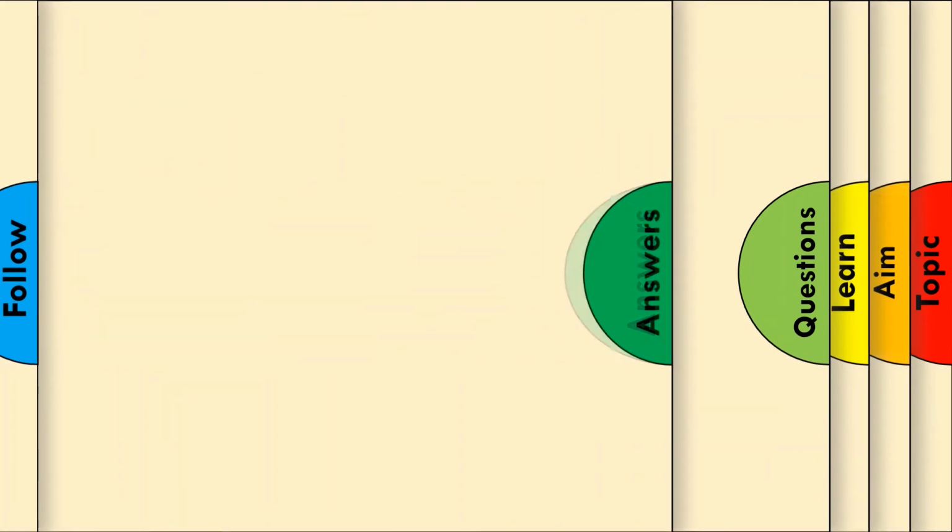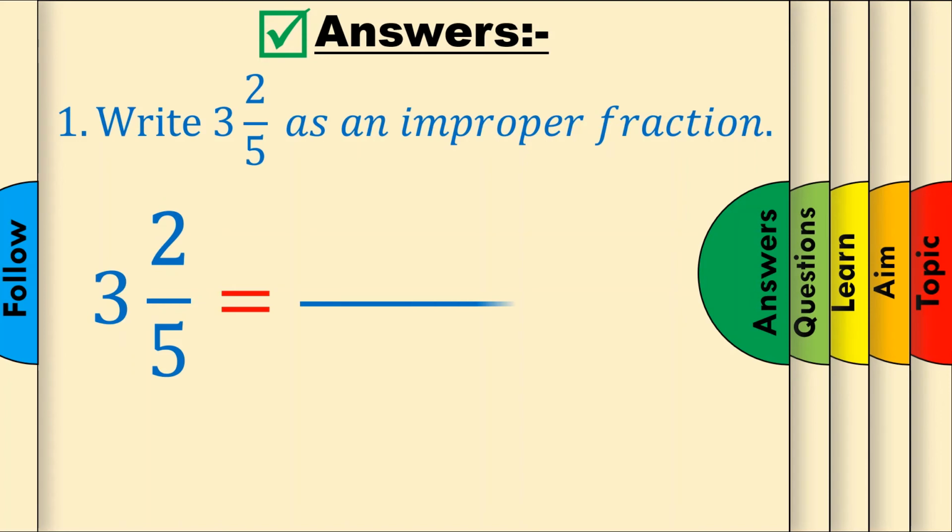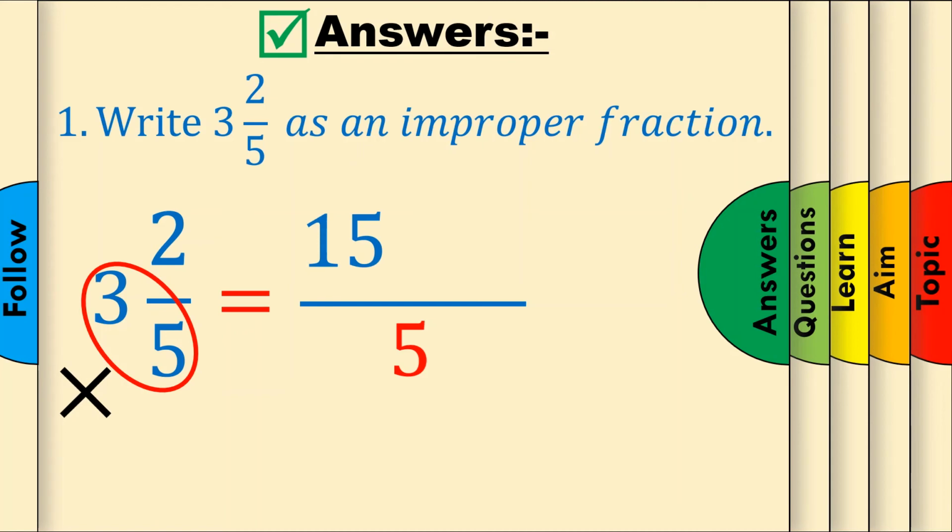Answers. Question 1. Write 3 and 2 over 5 as an improper fraction. Using the method, drag the bottom number along into our answer. To finish our answer, we need to multiply the number at the bottom with the whole number. In this case, 5 multiplied by 3, which is 15. Then we need to add it to the numerator. In this instance, 2. 15 plus 2 is 17. So the final answer is 17 over 5.